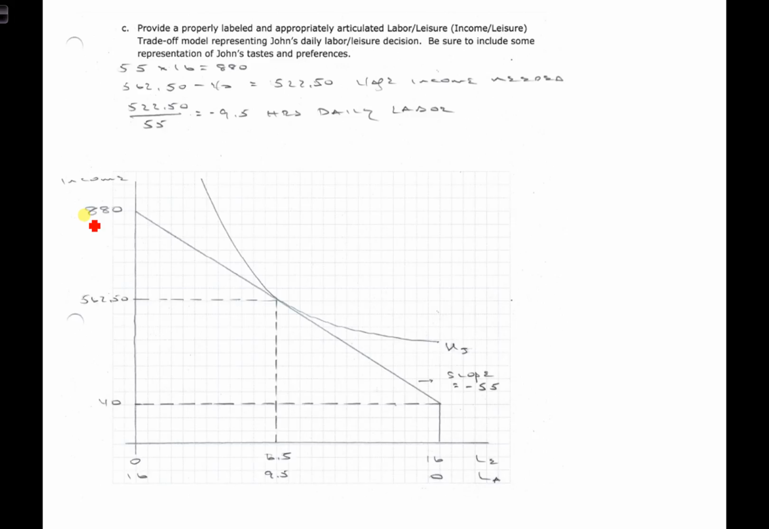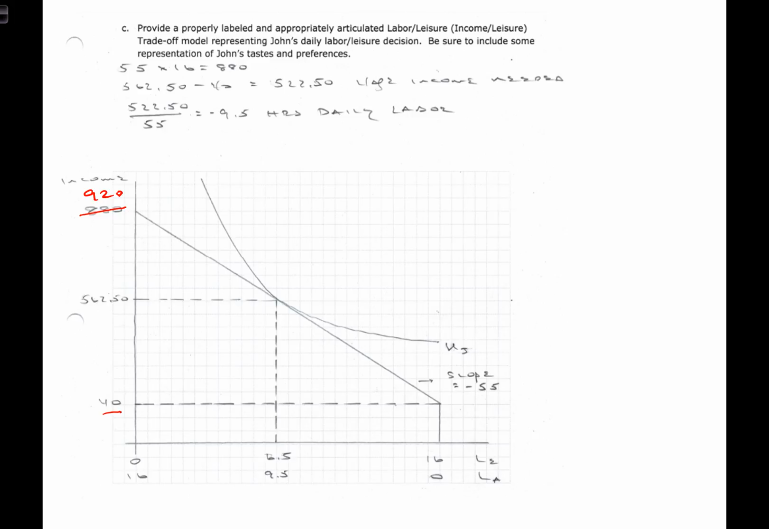I've actually incorrectly specified this here. Please excuse me. This should have been 920 because it's 880 above the 40. So if I've got $55 an hour for 16 hours, 55 times 16 is 880 plus my original 40, so it takes me to $920. So I can go at 16 hours of labor for John, $40 endowment, $880 of wage. That takes the top of the budget curve for the day to $920.